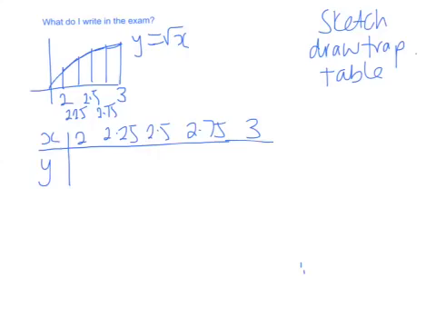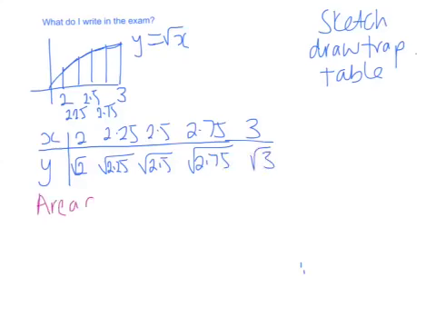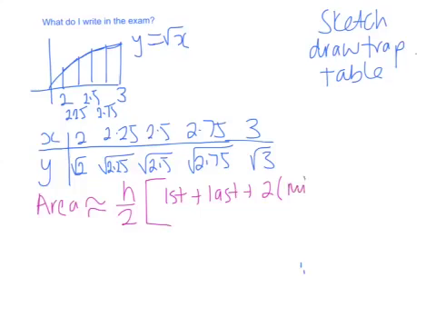And then we're going to feed in the y values. So we're going to go root 2, root 2.25, root 2.5, root 2.75 and root 3. So the formula is, area is, now this is a wiggly equal sign, which means approximately equal to h over 2, my friend Helga, big bracket, first plus last plus 2 lots of the middles, and then we do a big bracket to close. Okay, so h.